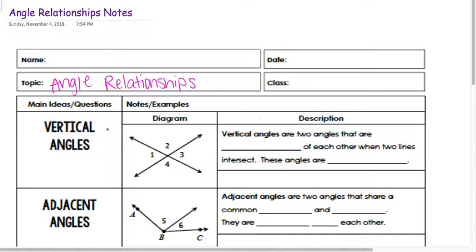All right, so here we're talking about vertical angles, and over here it's giving you a diagram where you can see that we've got an angle here, 1, 2, 3, and 4. So vertical angles are two angles that are across of each other when two lines intersect. These angles are congruent. And remember in class when we've talked about this, that congruent means same. Okay? Let's go ahead and move down.